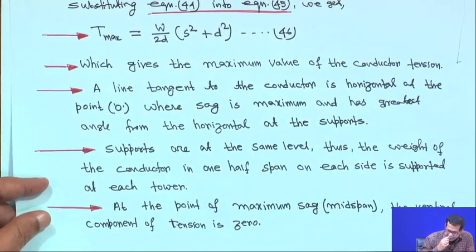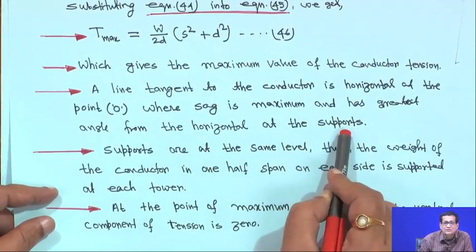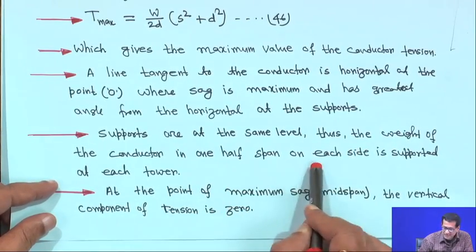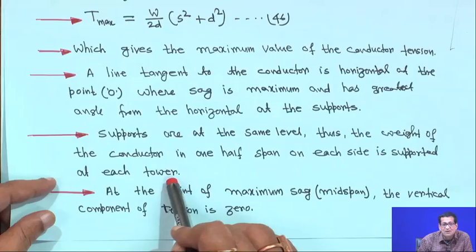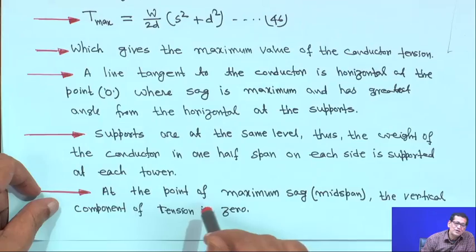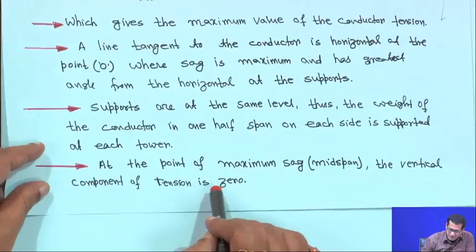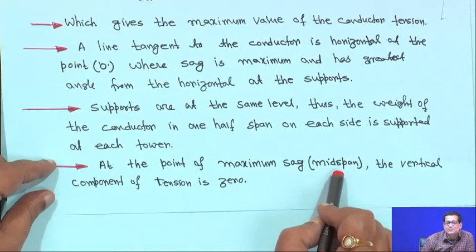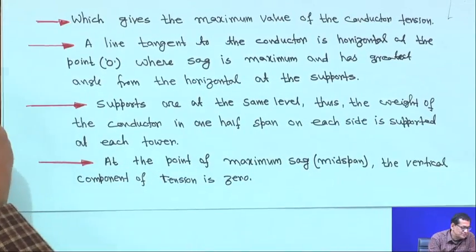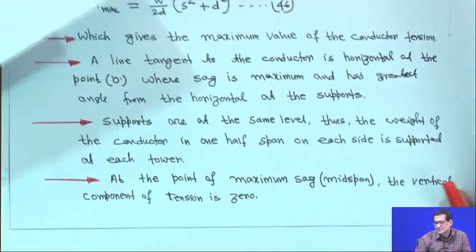A line tangent to the conductor is horizontal at the point where sag is maximum and is at the greatest angle from the horizontal at the support. And the supports are at the same level, thus the weight of the conductor in one half span on each side is supported at each tower, because tower height is same. So, naturally the whole weight of the conductor will act at the midpoint of the conductor. At the point of maximum sag, that is the mid span, the vertical component of the tension is 0, because at the midpoint only H exists.